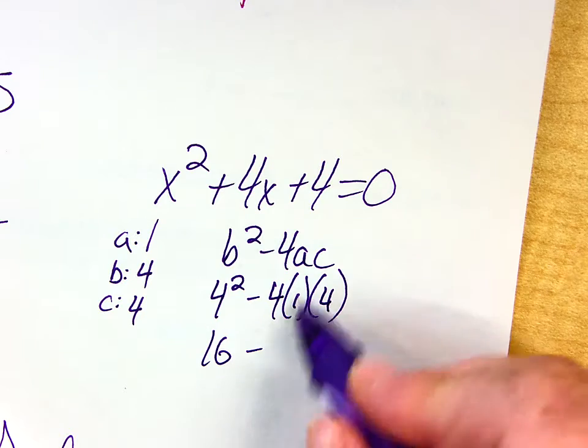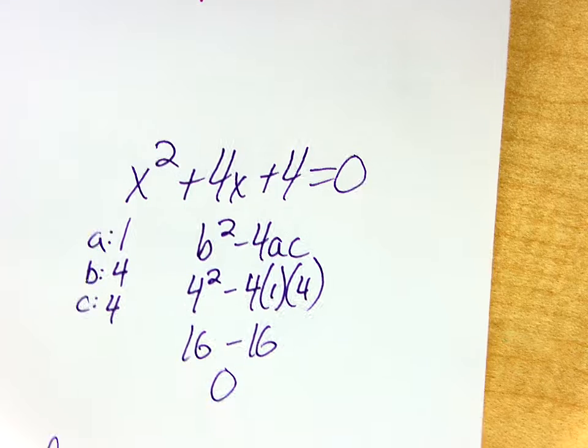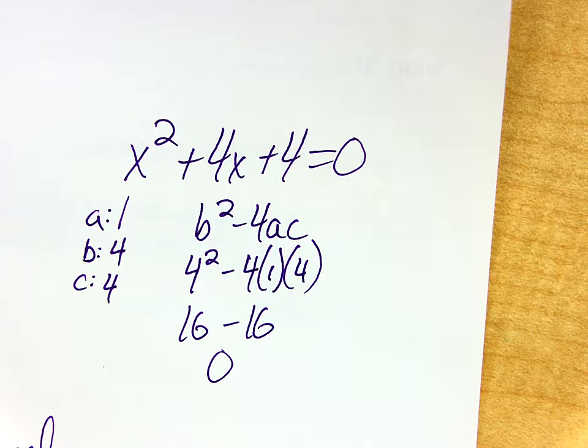That'd be 4 squared minus 4 times 1 times 4. 16 minus 16. I get 0. You tell me what you get.